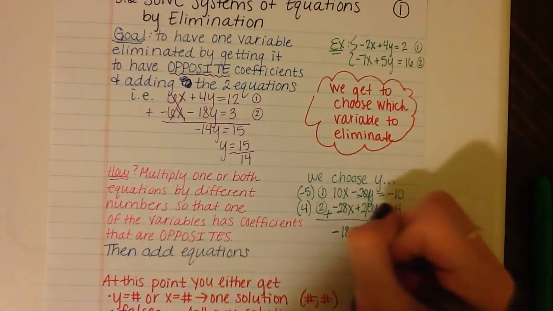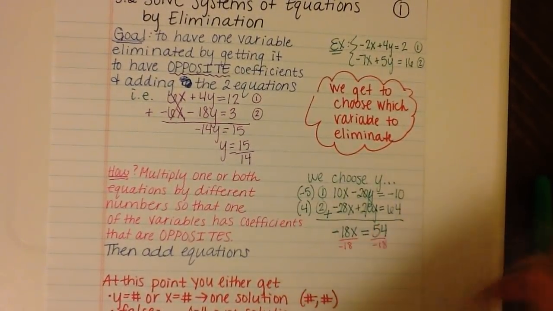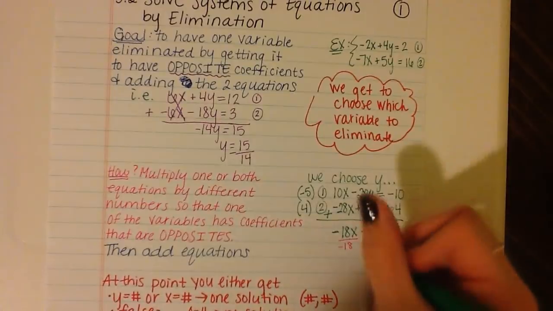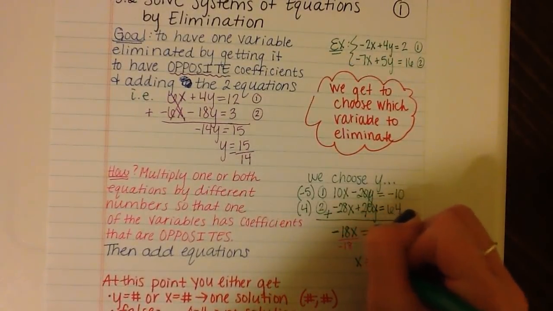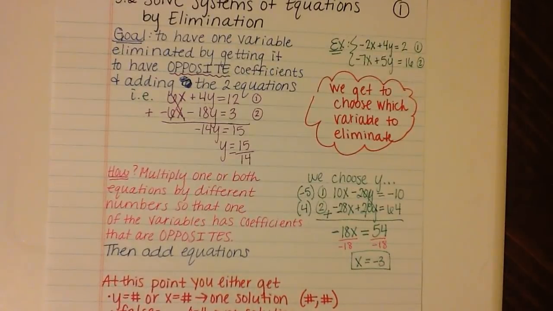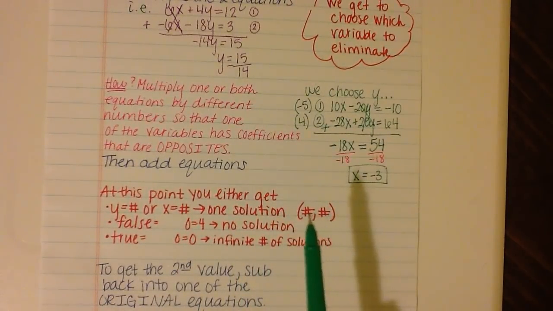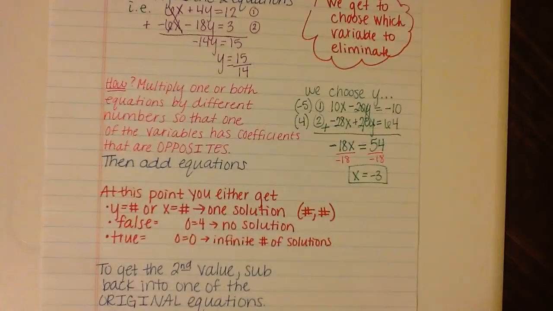Now we're going to solve for x. We're going to divide both sides by negative 18. We're going to have x equals negative 3. Okay, so at this point we got x equals a number, so we know we have one solution. It's going to look something like this. We're going to have two numbers.